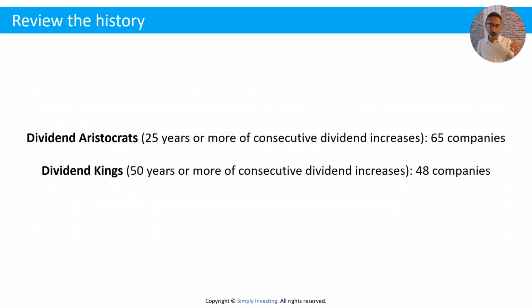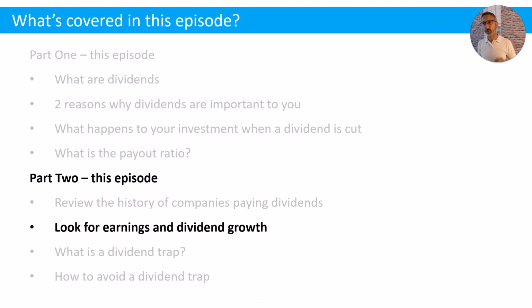Now, in fact, that was just a very small list. There's a bigger list. If we look at companies which we refer to as the dividend aristocrats, these are companies that have had 25 years or more of consecutive dividend increases. So in the US today alone, there are 65 companies. And in the US today alone, there's 48 companies which we refer to as dividend kings. So those are companies with 50 years or more of consecutive dividend increases. Now let's move on to our next topic.